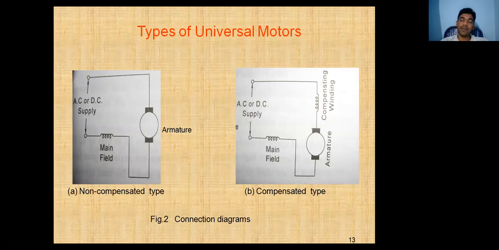So we can use compensated type for high power rating, but non-compensated type is only used for low power rating. These are the two types of universal motor: non-compensated type and compensated type.